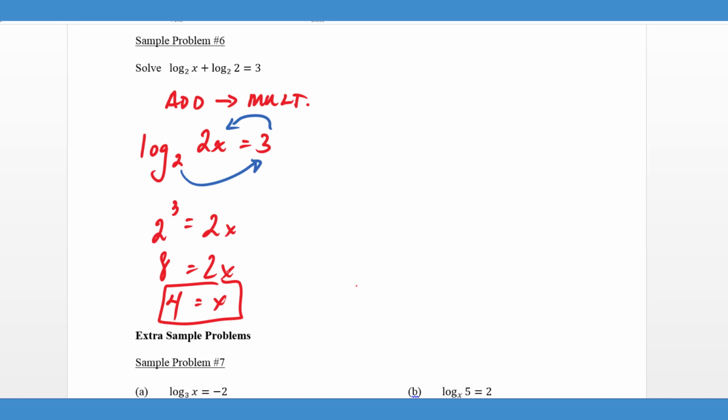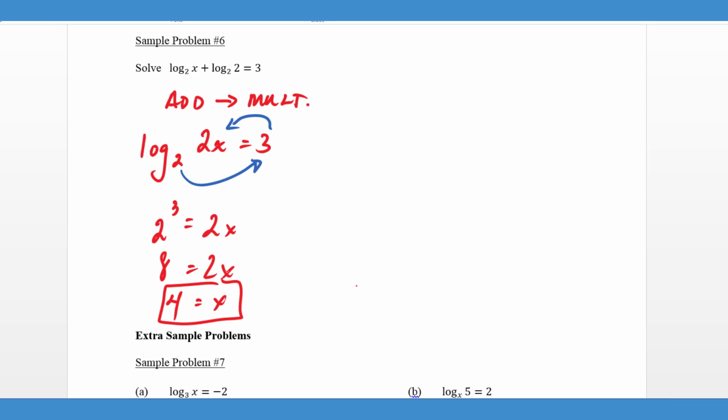All right, and you can see here that we used the log property from addition to multiplication. We combined those two logs into one single log and multiplied their parts, and then we were able to convert it to an exponential equation from there and finish solving. So that's a good example of the different types of log equations that you may run into.